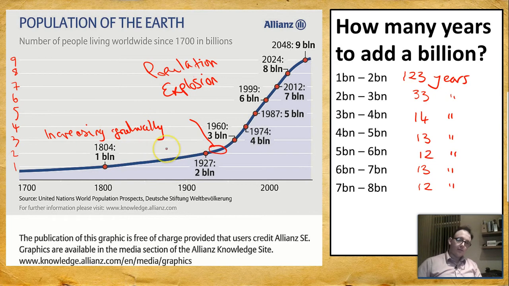Okay, then after 1927, where the population explodes, it increases rapidly. Now in an exam you might get asked to describe this, and it is as simple as those terms. Early on, the population is increasing gradually. It then explodes sometime after 1927, and after that point, the world's population starts to increase rapidly. That's really important to remember.